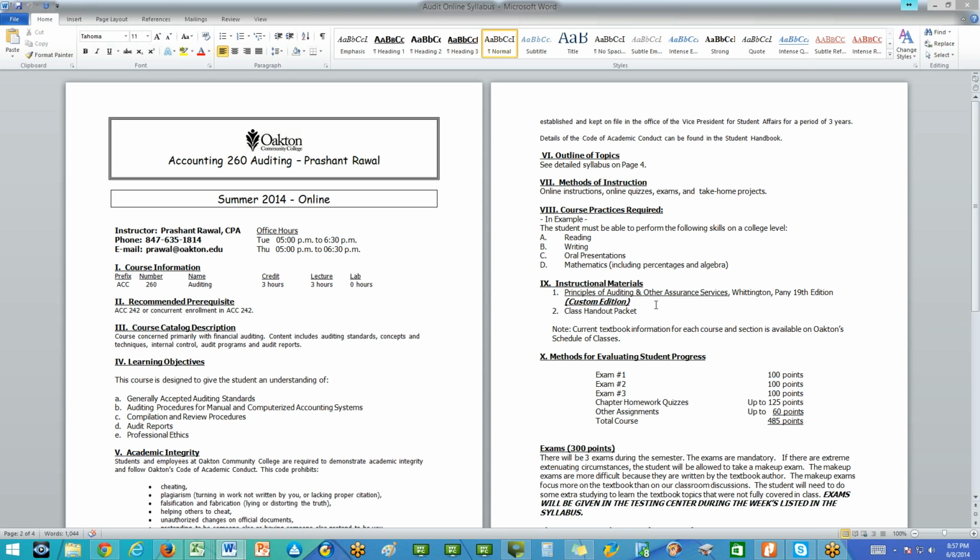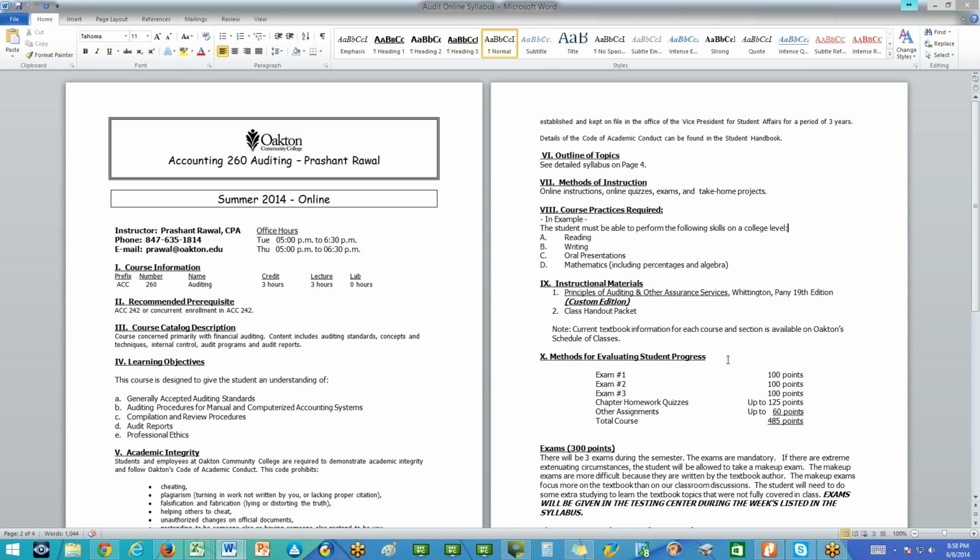Now, in addition to that, you have the class handout packet, which you can also get at the Oakton bookstore. It is a workbook that we will be using when we follow the online lectures, which I will go over in a few minutes. So this is essentially what you need to buy the first week itself. The reason why you want to buy it in the first 2 or 3 days is because this is an 8-week course. As you know, the class moves at a faster pace.